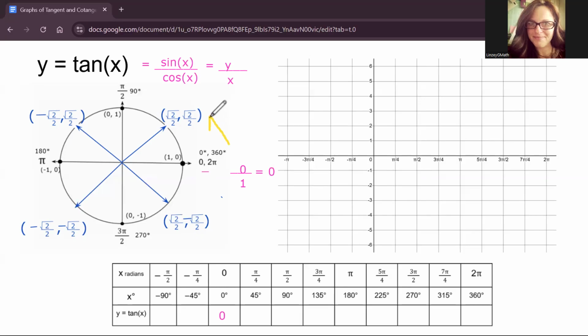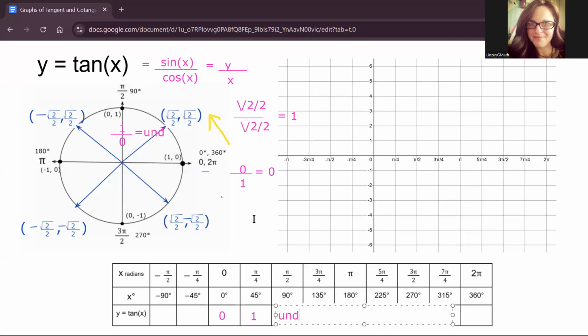And then let's go positively counterclockwise around the circle, and we get to 45 degrees. And we'll do y over x. And we get the square root of 2 over 2 divided by the square root of 2 over 2. Well, that's just 1. So tangent of 45 degrees is 1. Let's go here to 90 degrees, and we'll divide. y is 1 divided by 0. That is undefined. So tangent of 90 degrees is undefined.